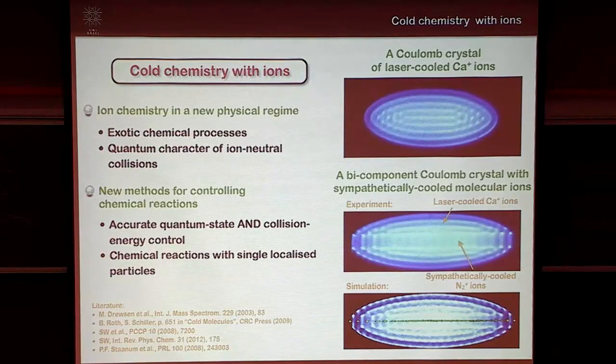So what do we use these kind of Coulomb crystals for? We are interested in studying ion chemistry in a new physical regime, at very low collision energies, primarily to study exotic chemical processes at low temperatures. And also ultimately we would like to study, like every cold chemist, the quantum character of ion-neutral collisions.